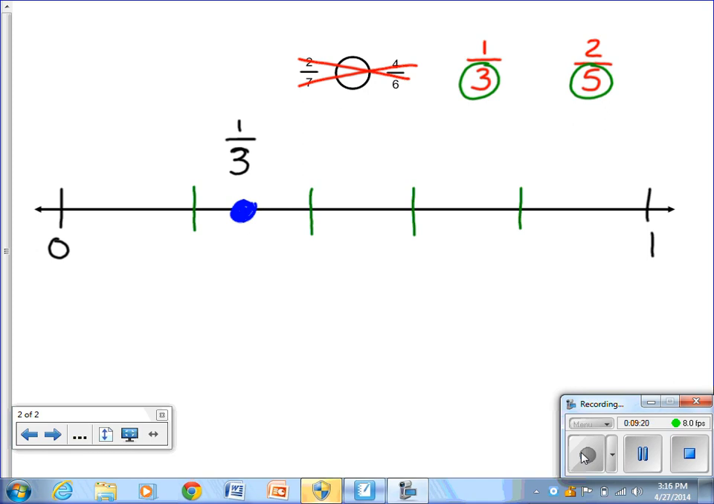And if I label those tick marks with fractions, 0 now becomes 0/5. This first green tick mark is going to be 1/5. Then we have 2/5. Okay, I'm going to mark that spot on the number line with a green dot or whatever color crayon or marker you have. And then I'm going to erase everything else except for those 2 spots. I'm going to take a look at them, and I'm going to remember that when comparing fractions on a number line, we are comparing the distance from 0. So 1/3 is, again, less than 2/5.